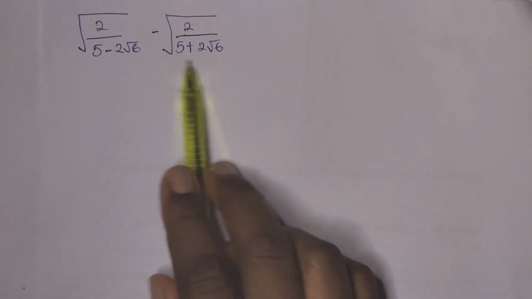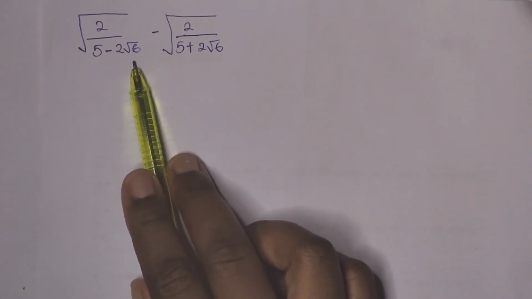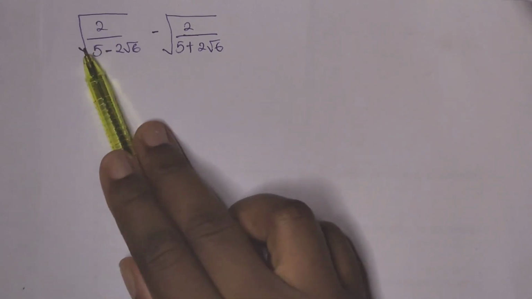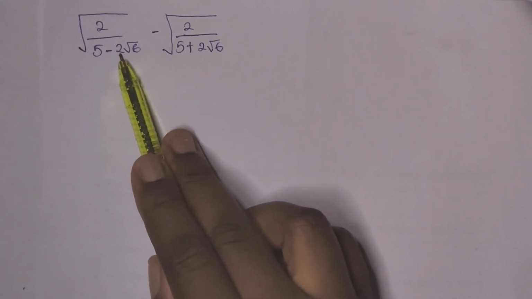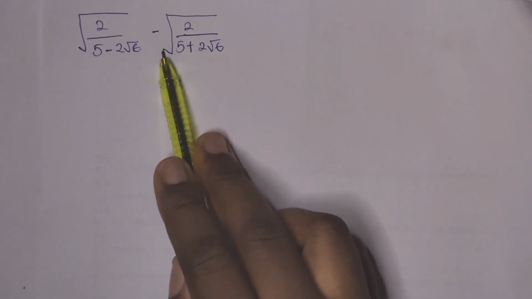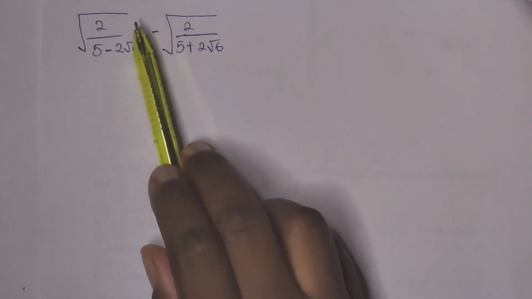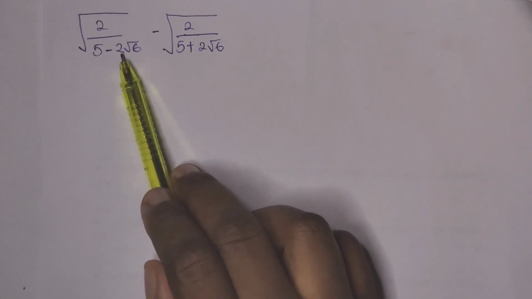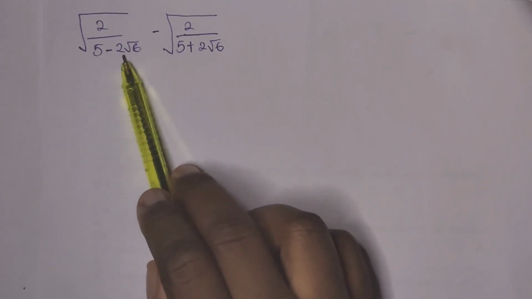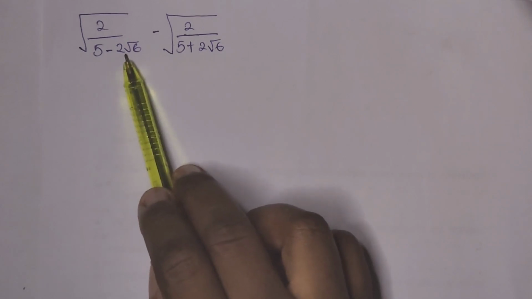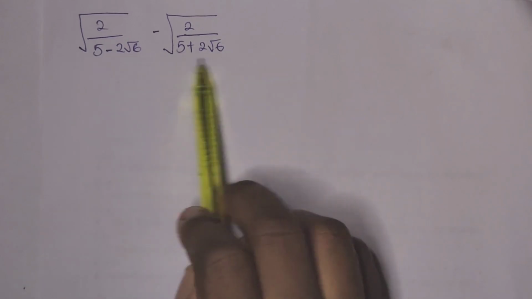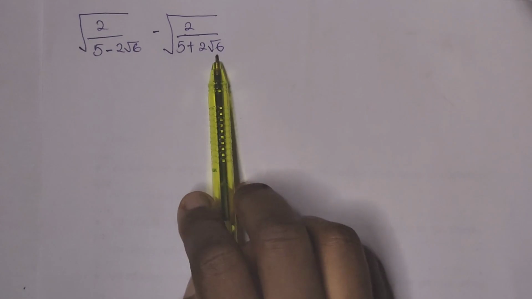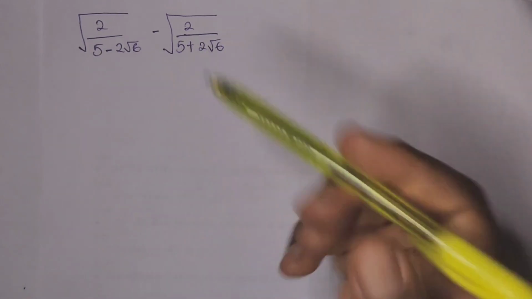So we want to resolve this particular problem. We have square root of 2 all over 5 minus 2 root 6 minus the square root of 2 over 5 plus 2 root 6. So for us to resolve this, we'll first look at what we'll do in order to remove the square root in the denominator. To eliminate the square root, we'll rationalize both.